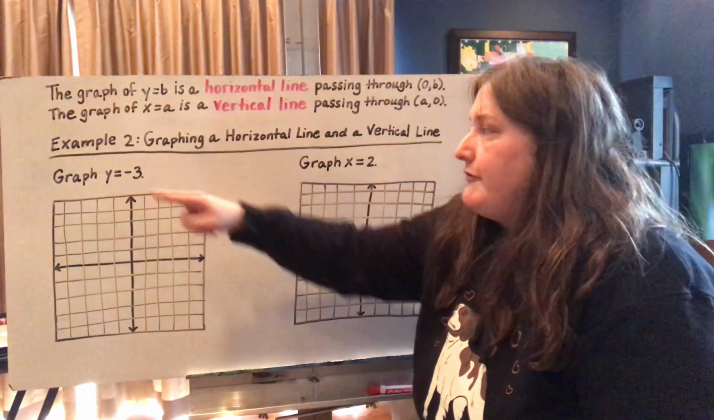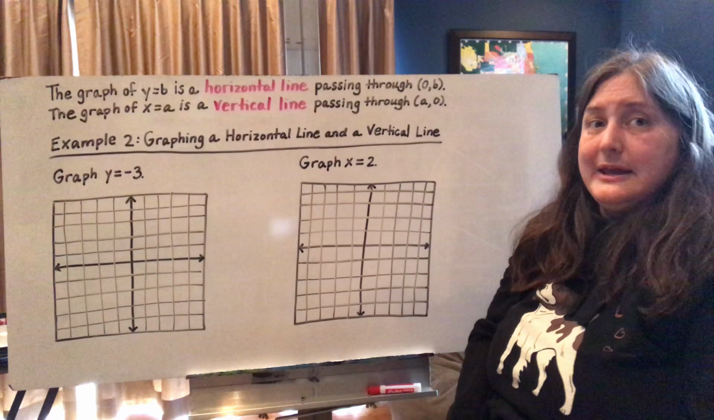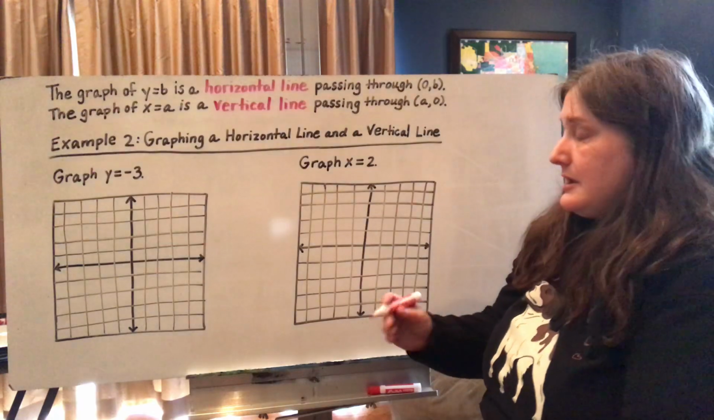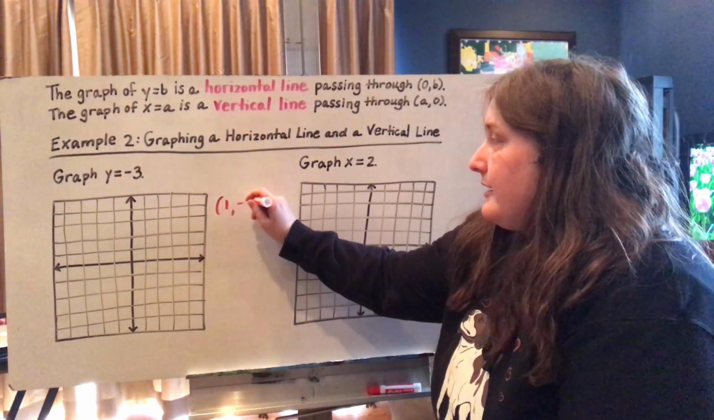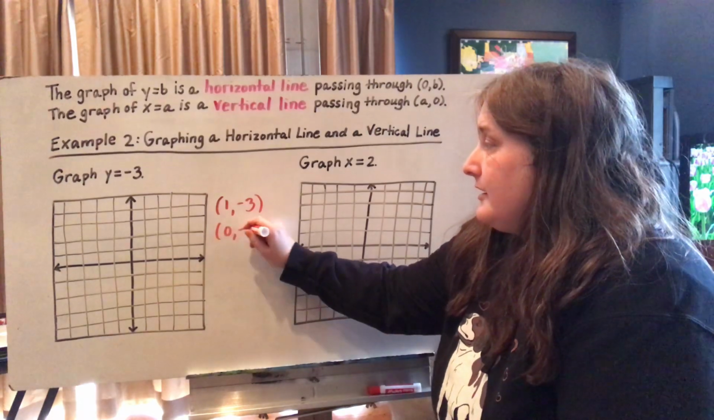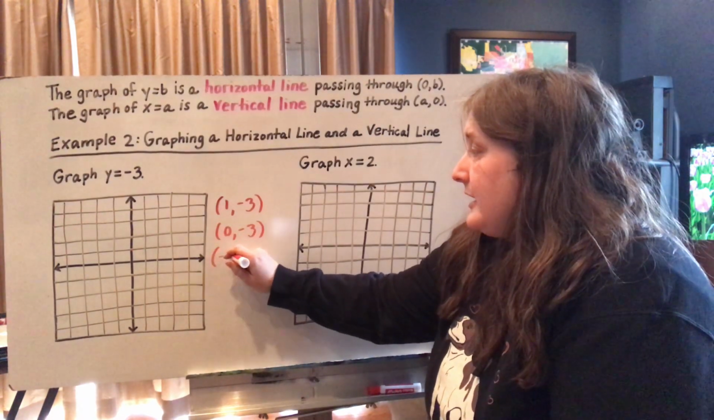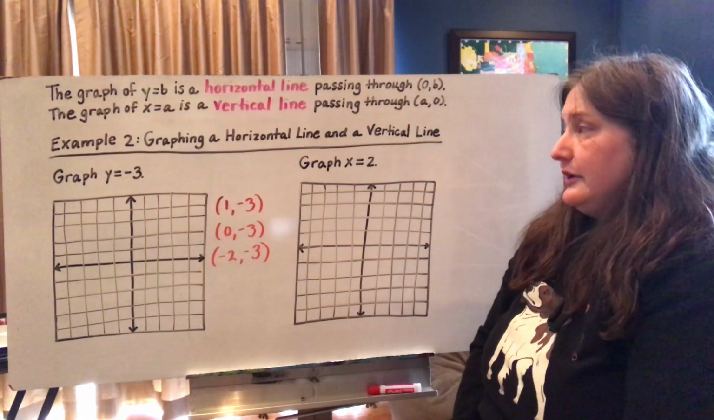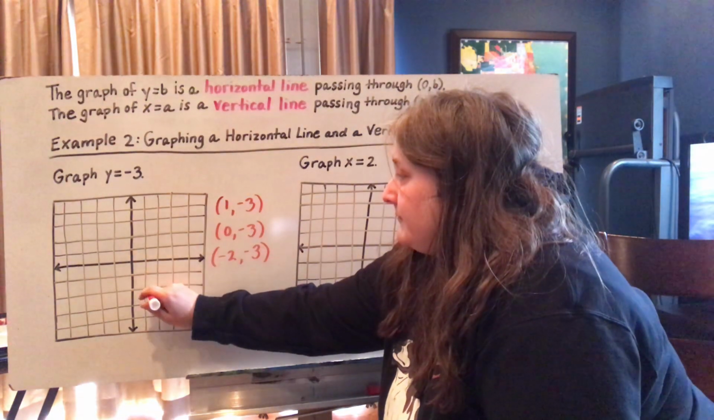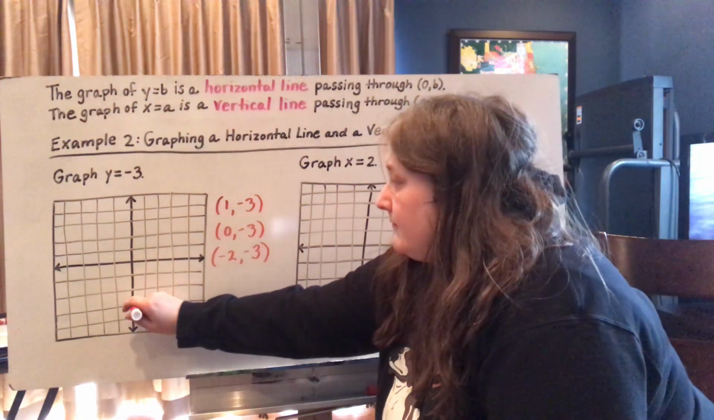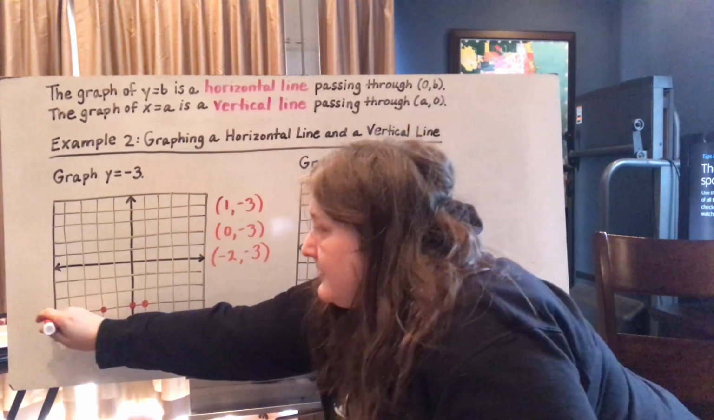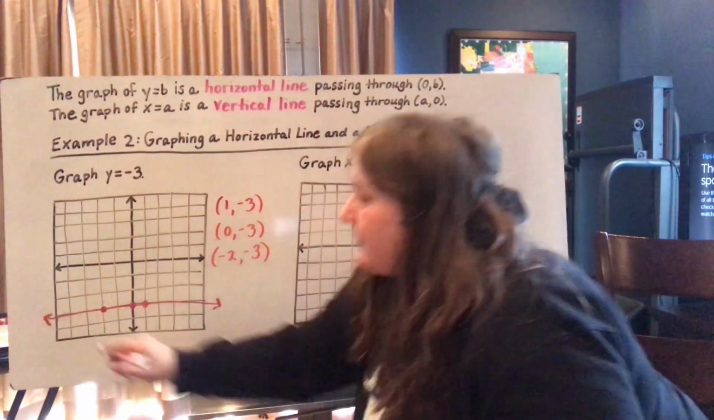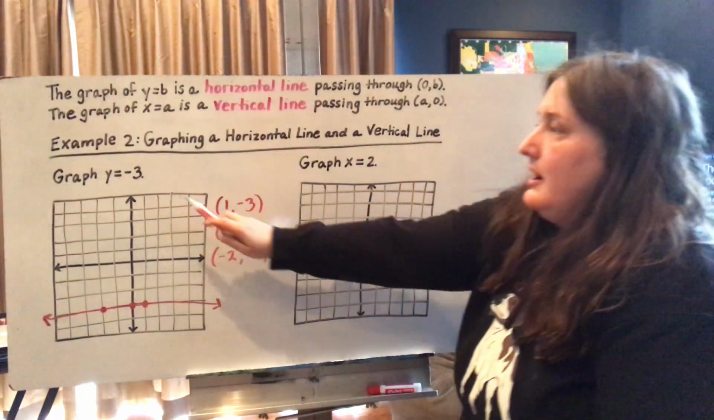So here they're telling us to graph y equals -3. That means that no matter what the point is that I graph, y has to be -3. So I could graph 1 comma -3, I could graph 0 comma -3, I could graph -2 comma -3, as long as my y value is -3. So let's graph some of these. And I can see when I connect them, I have a horizontal line, and that horizontal line goes right through the point 0 comma -3.